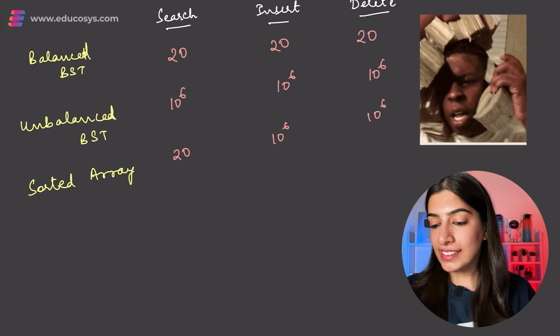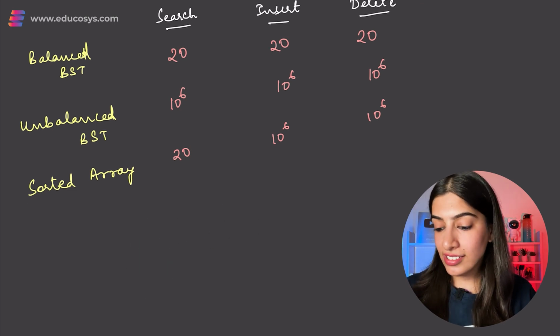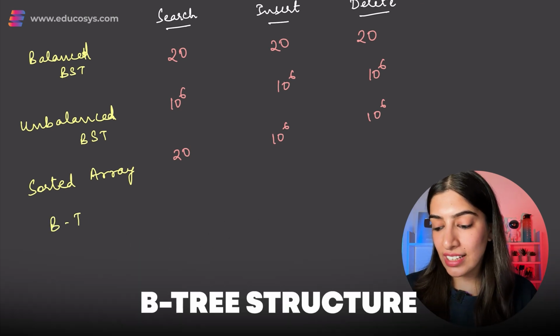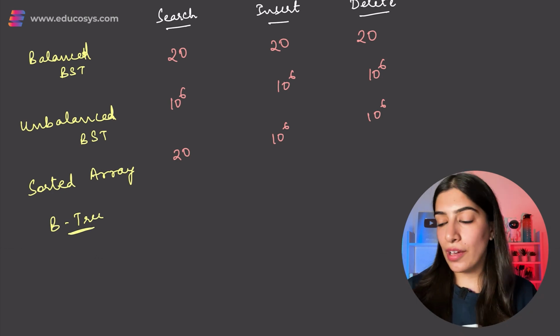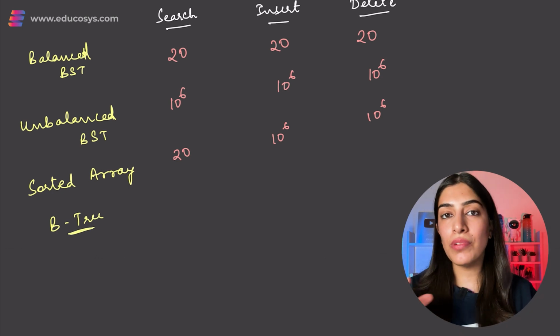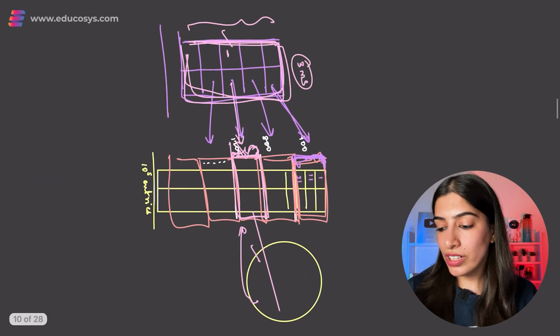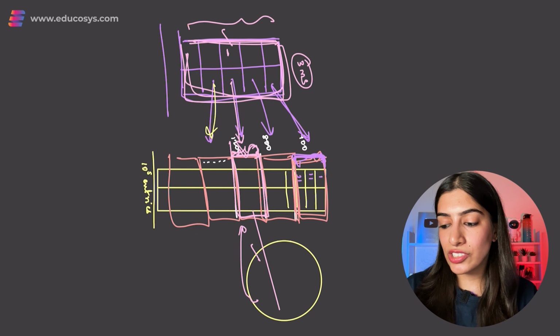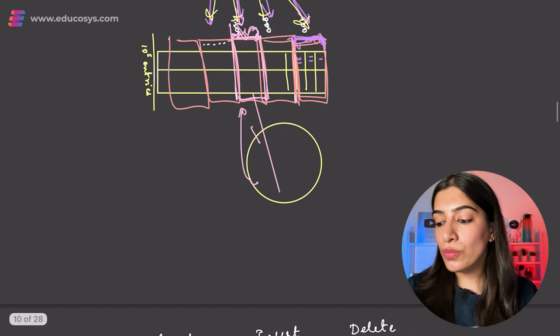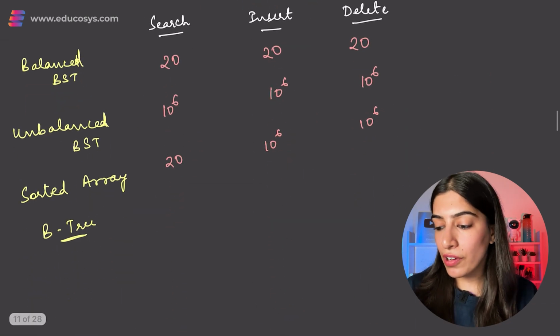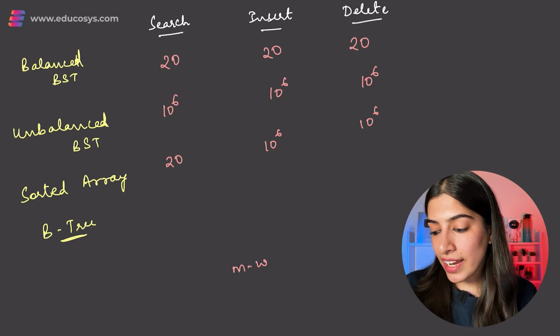And finally, it's time that we talk about our star, which is the B-tree structure. Now, in B-tree, what happens is that we have a minimum and maximum number of keys that every node can have. Like over here, we saw that there are multiple keys and then there are child pointers, right? So B-tree is nothing but a special type of M-way tree. So we will understand it in more detail.